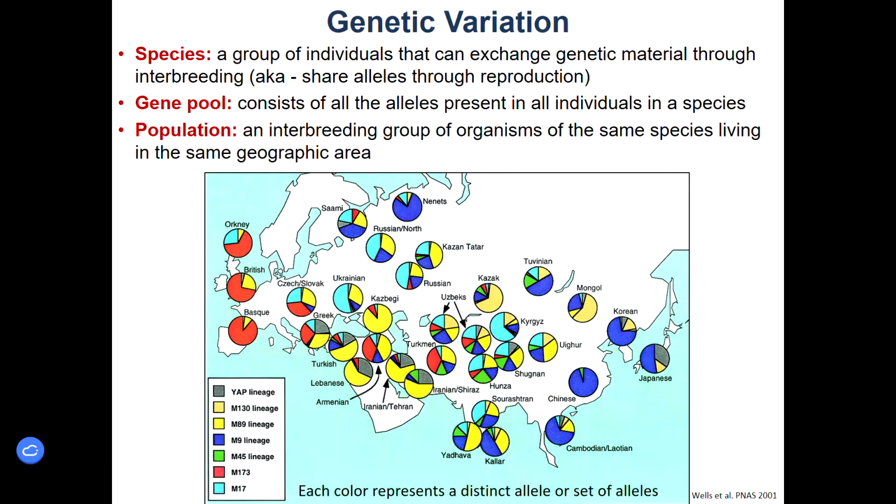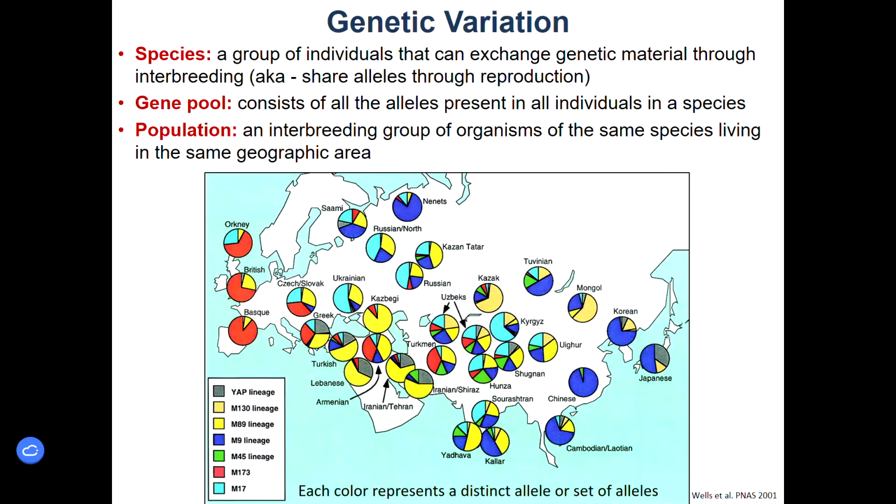Because people living in Europe are more likely to mate with each other, and people living over here in Asia are more likely to mate with each other. But you can have somebody from Europe come over here and mate with people in here, and then you can have mixing of different alleles, because we're all the same species and can all mate with each other.